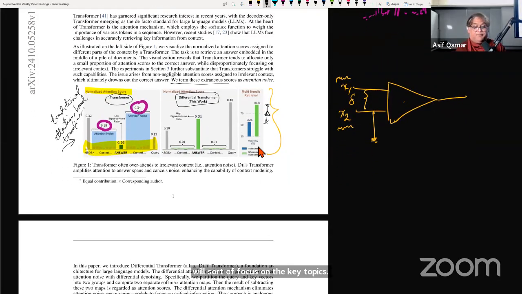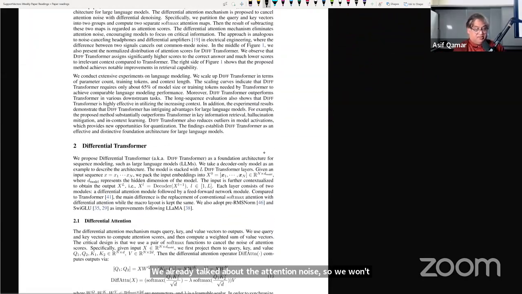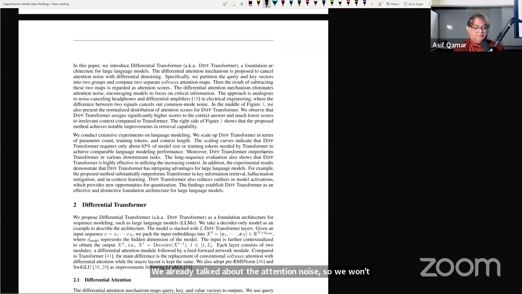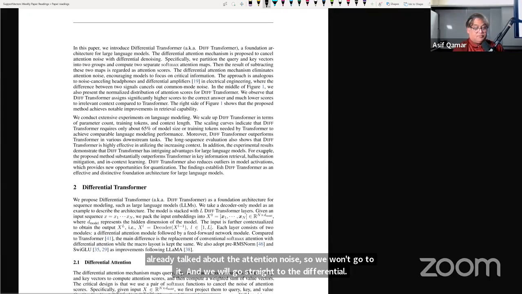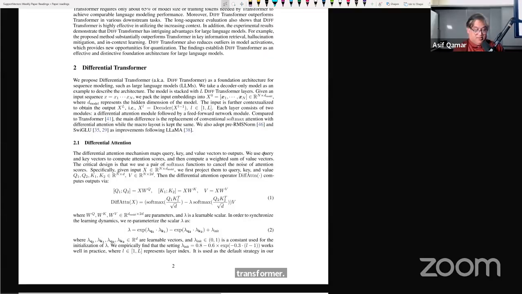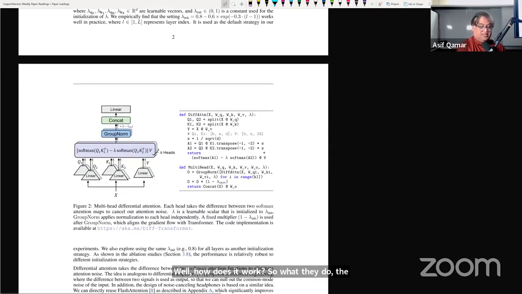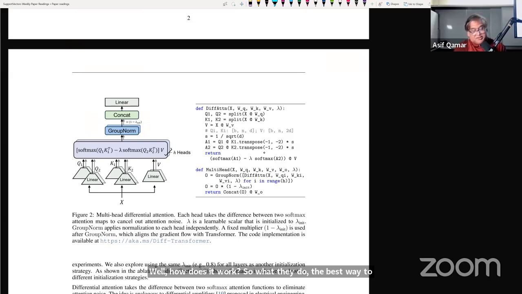We already talked about the attention noise, so we won't go to it. We will go straight to the differential transformer. Well, how does it work? The best way to look at it is through this picture. And this picture and this code essentially is most of the implementation.